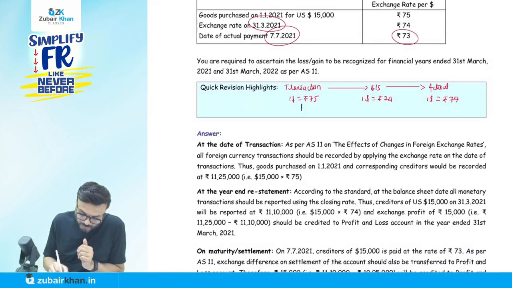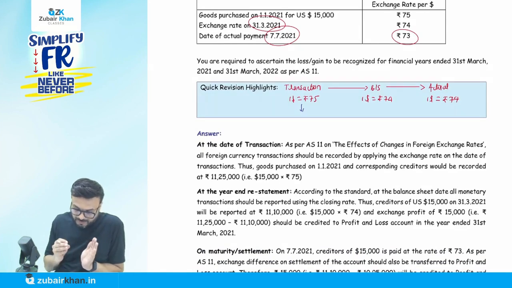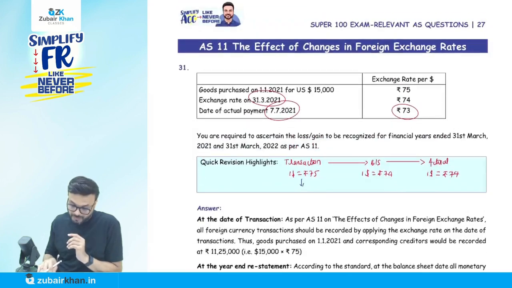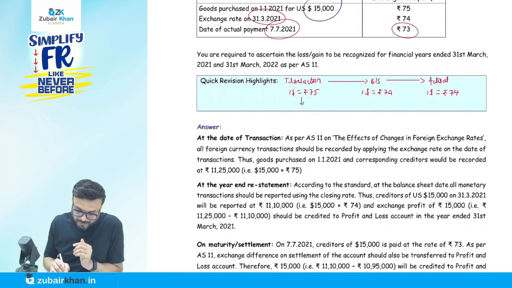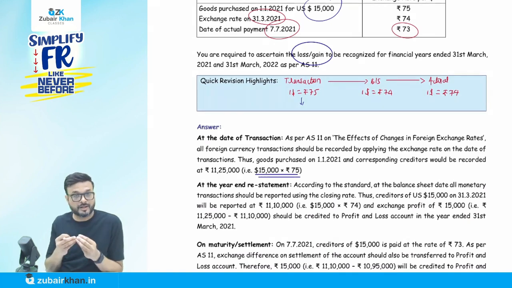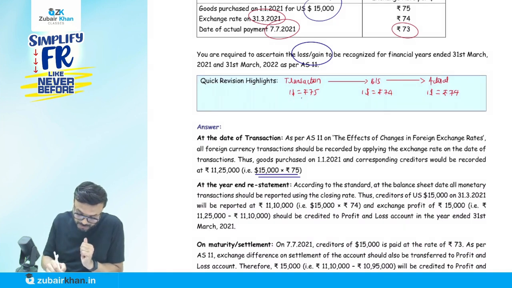Here I'm going to record initially that the purchase account will be debited. What is the price here? $15,000. So purchase account will be debited by 15,000 multiplied by 75, and creditor will be credited. They just ask the gain or loss, so here we just have to record the purchase account debited and creditor account credited. 15,000 multiplied by 75 comes to 11,25,000.